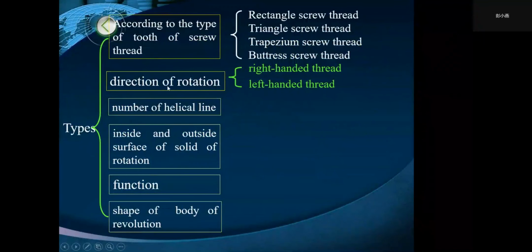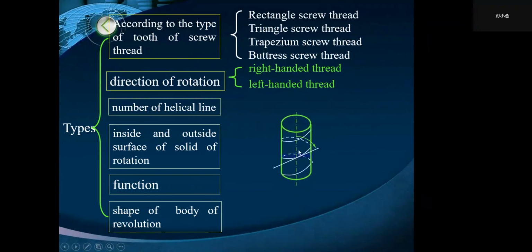According to the direction of helical line, the screw thread can be divided into right-handed thread and left-handed thread. This is the right-handed thread, and this is the left-handed thread. Threads are universally made right-handed. That is, if the bolt is turned clockwise, the bolt advances towards the left.